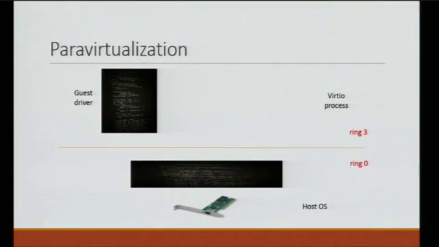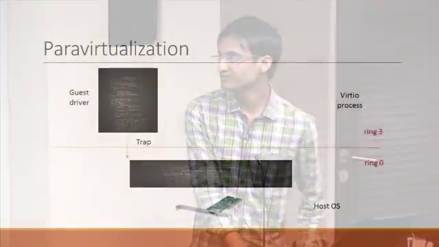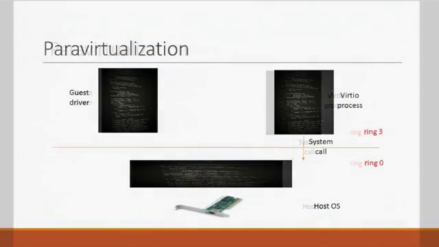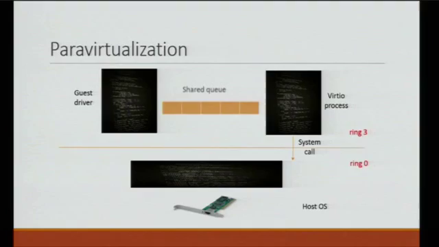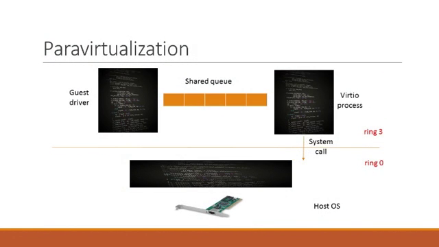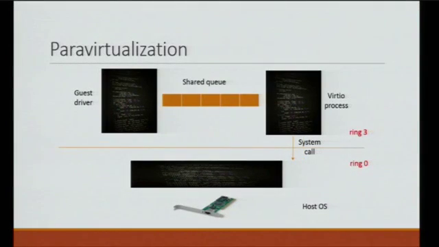If modifications are allowed, we can do much better. For example, instead of taking this trap, we can create another process which is running on some other core, and we can create a shared queue between our guest driver and this process. So when the guest needs to send some packets, it puts those packets inside the shared queue and does some other work. Meanwhile, the other process running on some other core will process these packets, and once the processing is done, it notifies the guest driver.